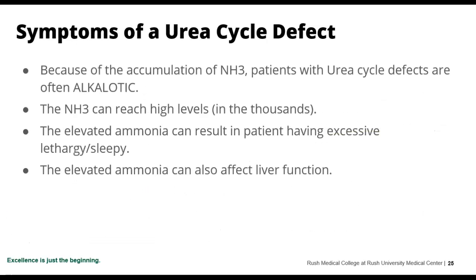So symptoms of a urea cycle defect: because of the accumulation of ammonia, patients with urea cycle defects are alkalotic. So we were talking about a lot of these acidosis, that they're acidotic. This is alkalotic, and the ammonia can reach like the thousands. And elevated ammonia can result in the patient being lethargic, very sleepy. This is true of children or adults. Elevated ammonia affects the liver.